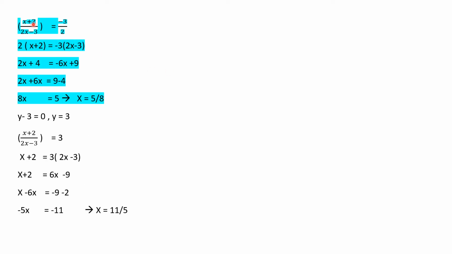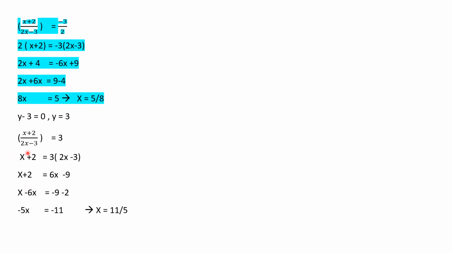So see, first one: x plus 2 by 2x minus 3 equal to y minus 3 by 2. First one we are going to find out, right? So when you put minus 3 by 2, you cross multiply: 2 into x plus 2 equal to minus 3 into 2x minus 3. So 2x plus 4 equal to minus 6x plus 9. So 2x, this minus 6x, if it comes this side plus 6x, you will get 9 minus 4, 8x equal to 5, x equal to 5 by 8.